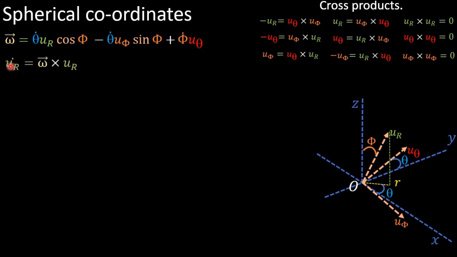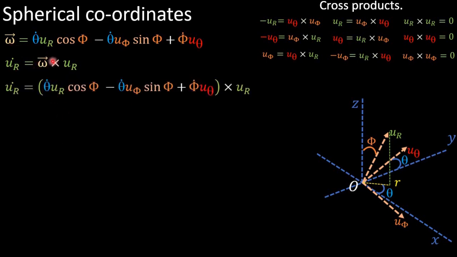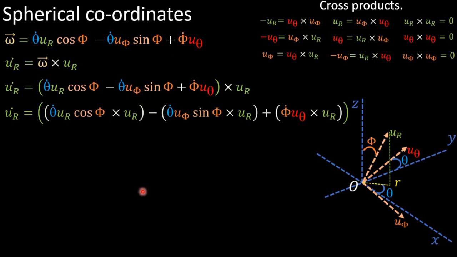So u sub r dot is going to be omega crossed with u sub r. This is like saying velocity equals the angular velocity multiplied by the radial distance, but because these are vectors, I have to take the cross product to get the time derivative of u sub r. So if I substitute omega into here, I get omega crossed with u sub r. If I expand those brackets, I'm taking the cross product between u sub r and u sub r, u sub phi and u sub r, and u sub theta and u sub r. If I evaluate that, I get this.